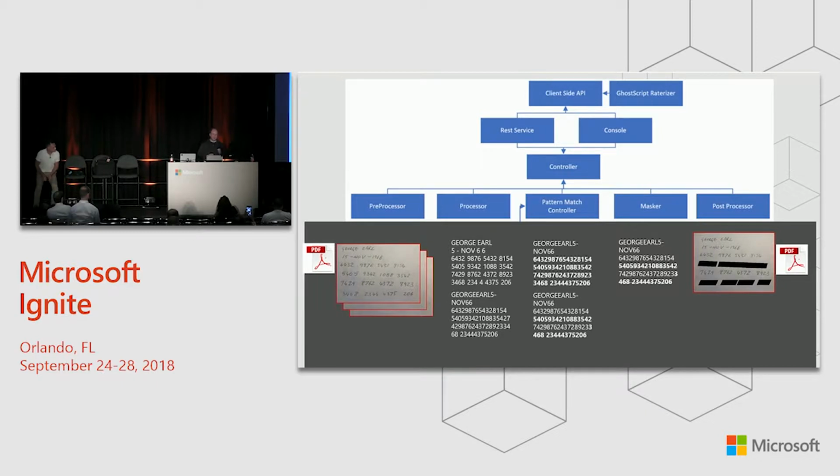When we go into the pattern match controller, we're looking for any of those checksums, as George was talking about, and we identify any of those that are potentially within there. As we go over to the masker, we're bringing that bounding box with it to be able to say, these are the ones that we want to remove, and this is where they are within the page. The post-processor puts that bounding box around that, highlights it in black at this point, and then puts all those pages back together and resaves it as a PDF document.